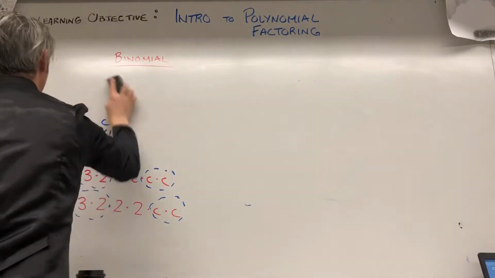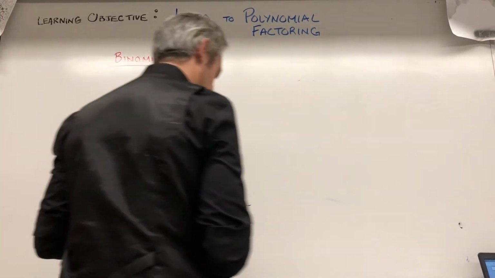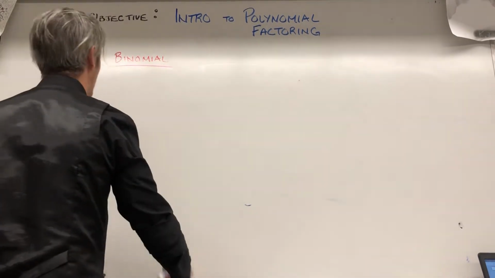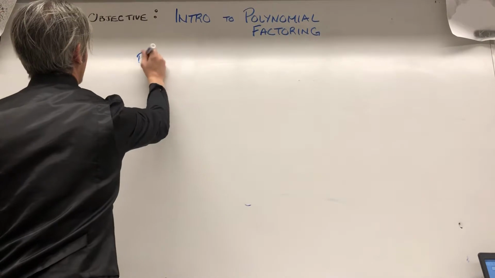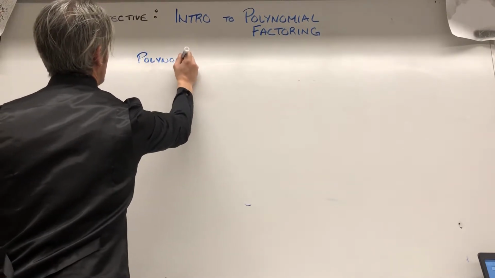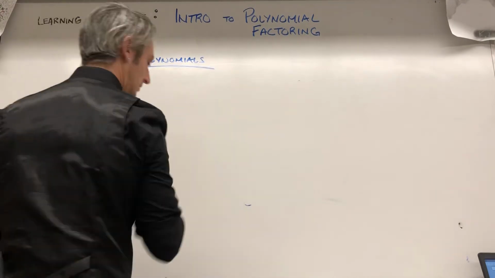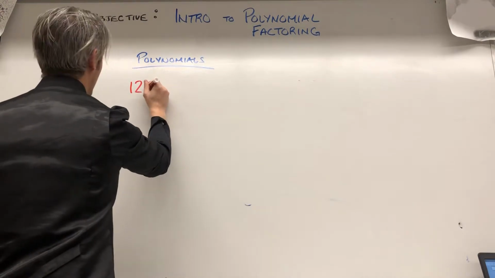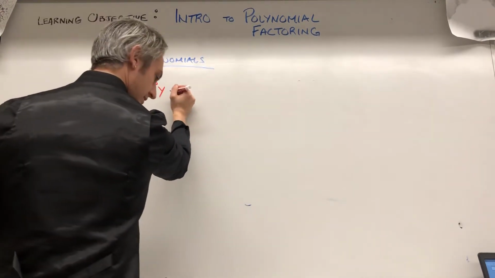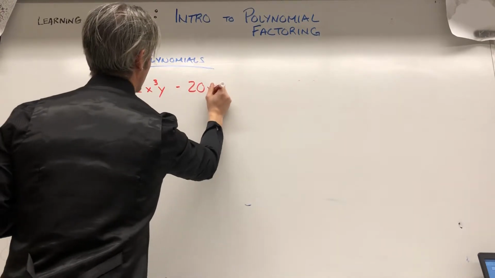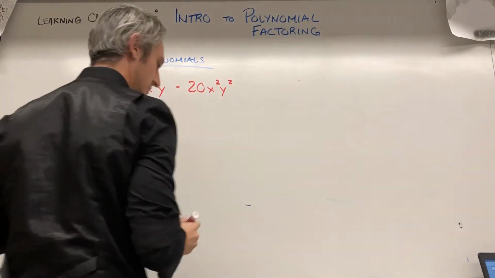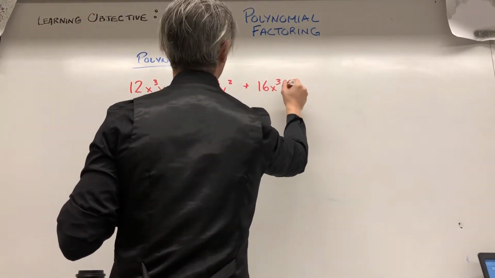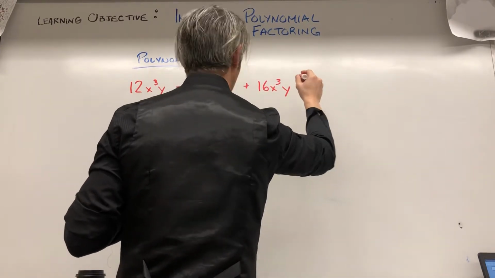So let's move into polynomials, more than 2 terms. And it's going to be the exact same approach, just more numbers to keep track of. So let's say I have something like, on to polynomials now. So let's say I have 12 x cubed y minus 20 x squared y squared plus 16 x cubed y squared.